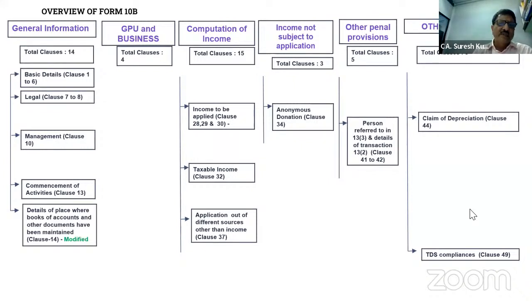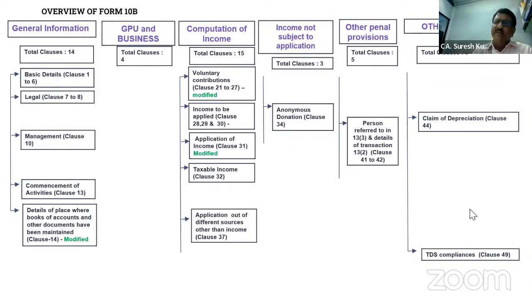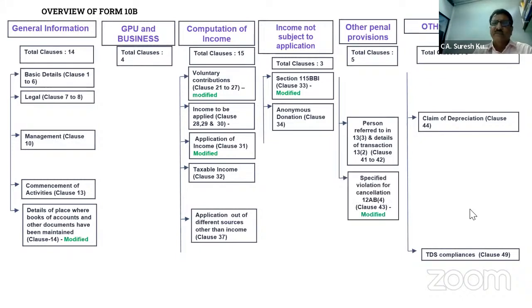Now, what are the additional clauses? The details of place of books of account come in a modified manner; that was also in the 10BB form, but here in a modified format. Again, voluntary contribution was there in the 10BB form, here also but in a modified format. Then amount of application, that was in 10BB format, again here but in a modified format. Then Section 10(23BBI) was there in the 10BB form, again here but in a modified format, with much larger information. And then specified violation, 12BB, in a much modified format.